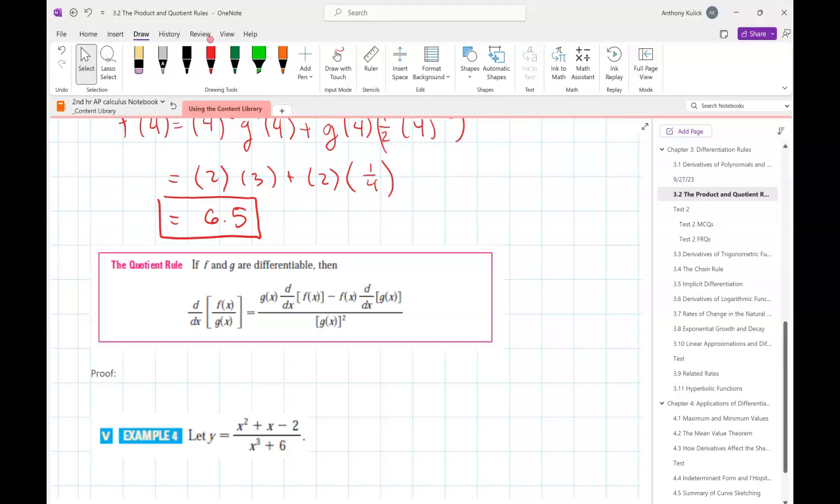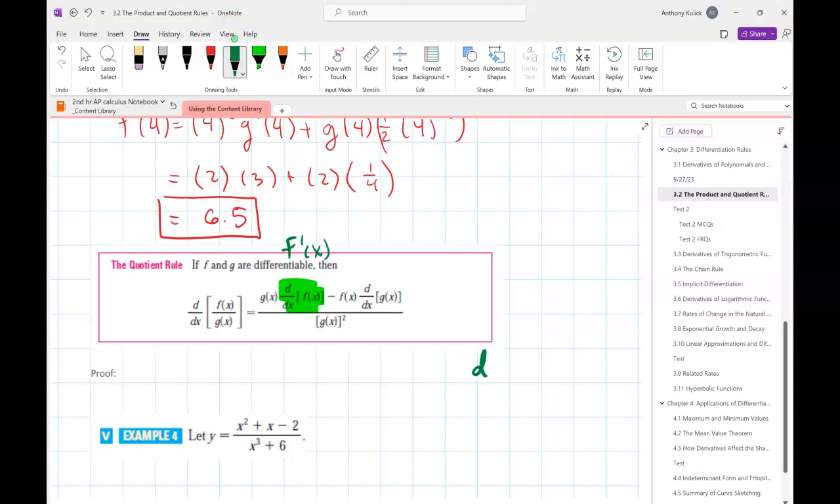It's the same thing if you write it as g of x times f prime of x. So again, remember that this is the same thing as f prime of x, right? That notation is interchangeable.